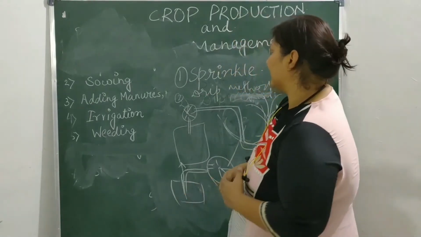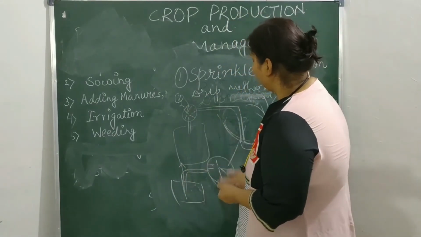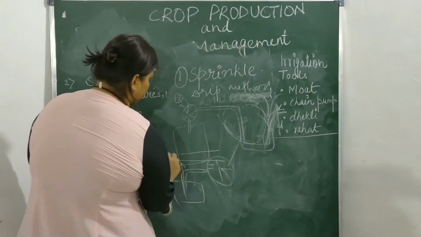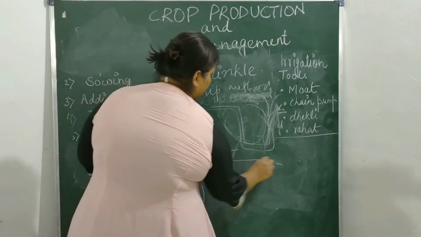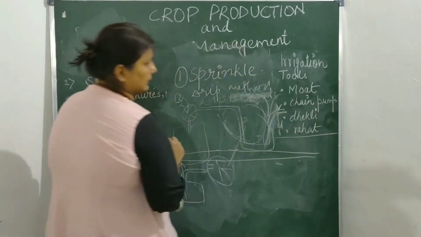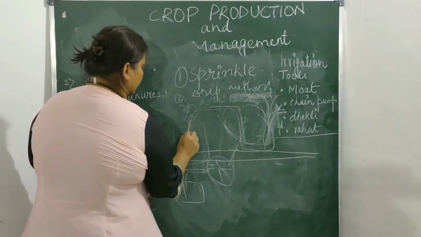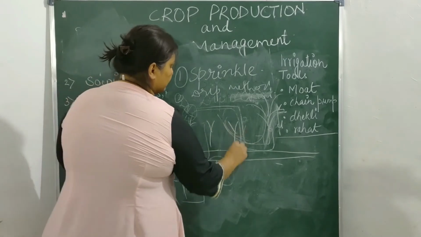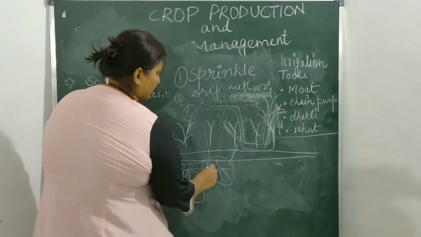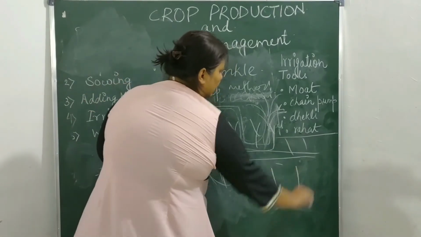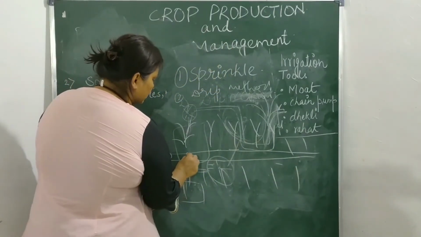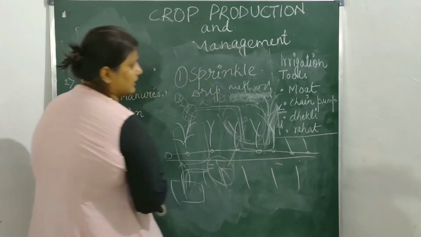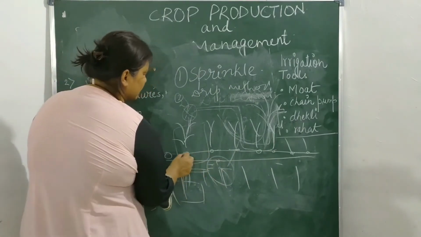What happens in this drip method is that the water supply pipe runs along the path in between the plants. For example, if this is your plant, this is a plant, this is a plant, here also a plant, here also a plant. So this pipeline has a small nozzle, a small hole. From this hole, some water comes out.